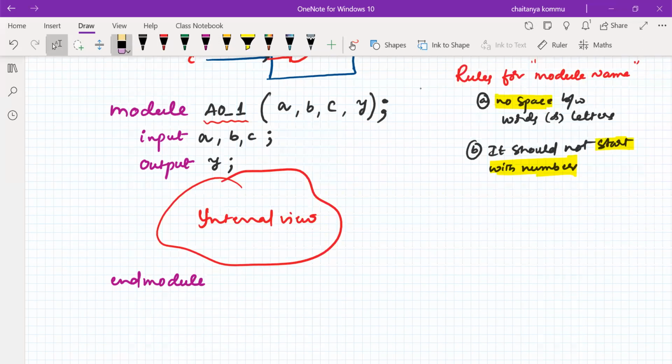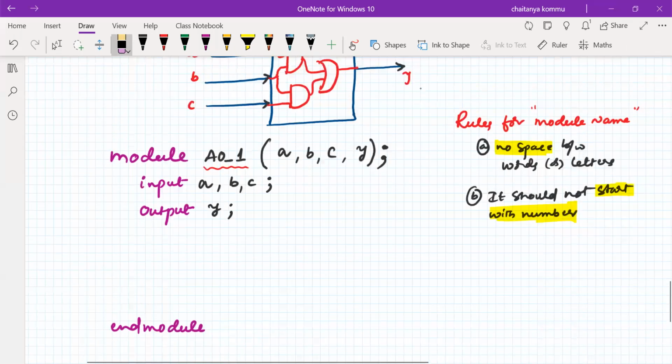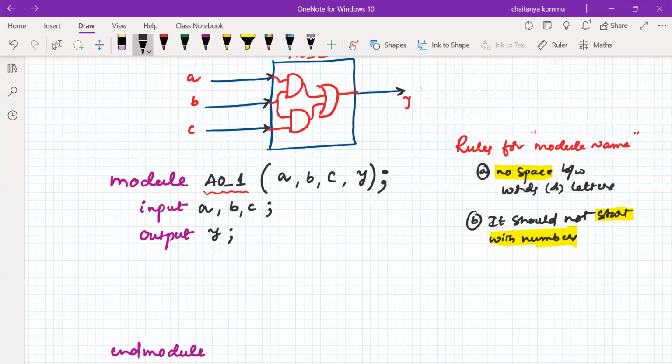So what is the internal view here? That depends upon the gate level circuit. That's what is there in it. So here let us write the name of this gate is G1, for example. The name is G2. The name is G3. So three gates are there.